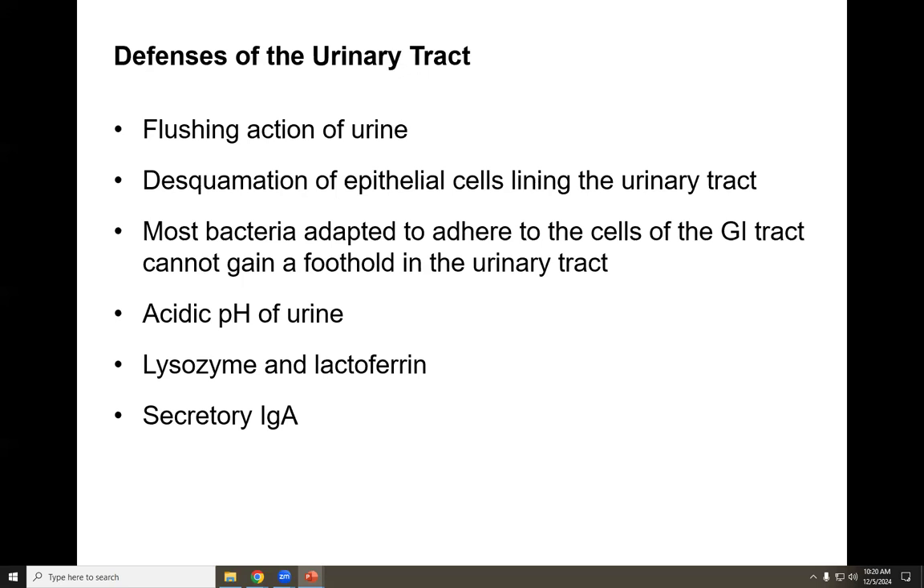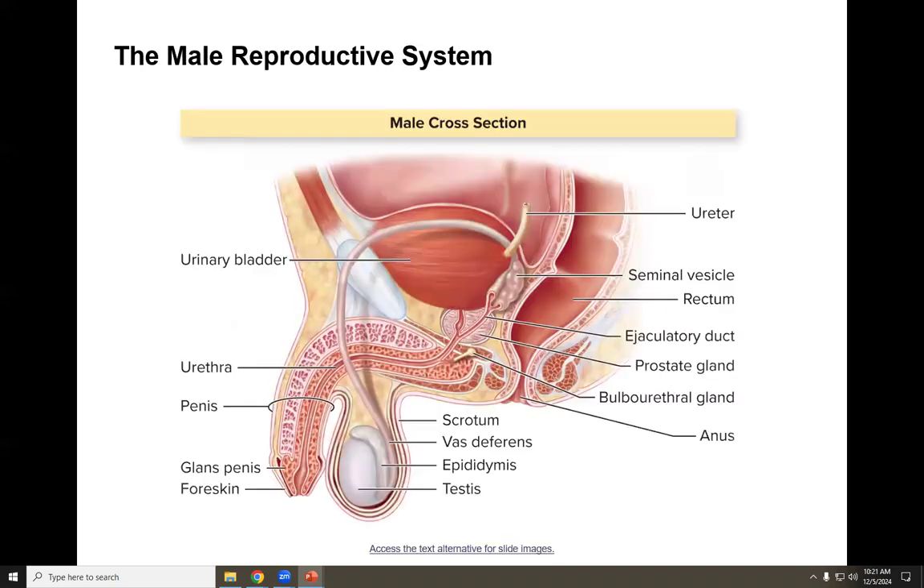We have the acidic pH of urine, presence of lysozyme that breaks down peptidoglycan in the cell wall, lactoferrin that kind of hoards away all the iron so that the microbes can't use it, and then secretory IgA. Again, we have so much mucosa in our body, and anywhere you see the mucosa, to protect the mucosa itself, that IgA again is way more important than IgG. IgG will be for your bloodstream more or less. This will be good for your mucosa.